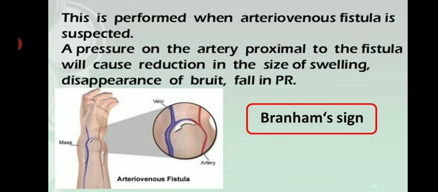Branham sign. This is performed when an arteriovenous fistula is suspected. Pressure on the artery proximal to the fistula will cause reduction in the size of the swelling, disappearance of the thrill, and fall in pulse rate.